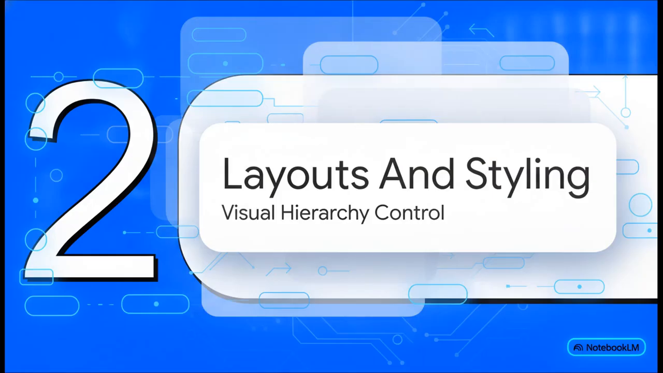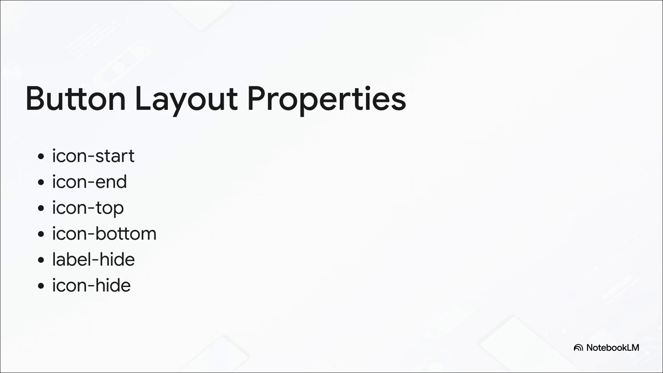Moving on to Section 2, powerful layouts and styling, focusing on visual hierarchy control. Over in the designer properties, you're given total control through a property called button layout. You can use exact string variations to position your icons perfectly relative to your labels. You literally just type in icon start, icon end, icon top, or icon bottom. You can even use label hide or icon hide if you need to quickly strip elements out. Let me tell you, this is vastly cleaner and so much more efficient than having to completely destroy and recreate button objects from scratch just because you wanted to dynamically hide an icon.